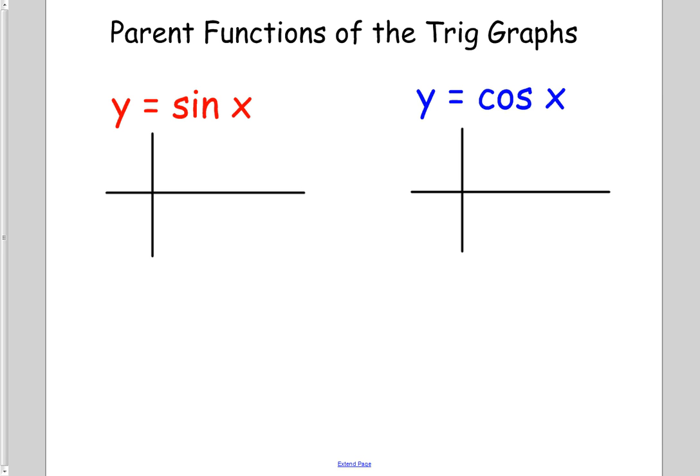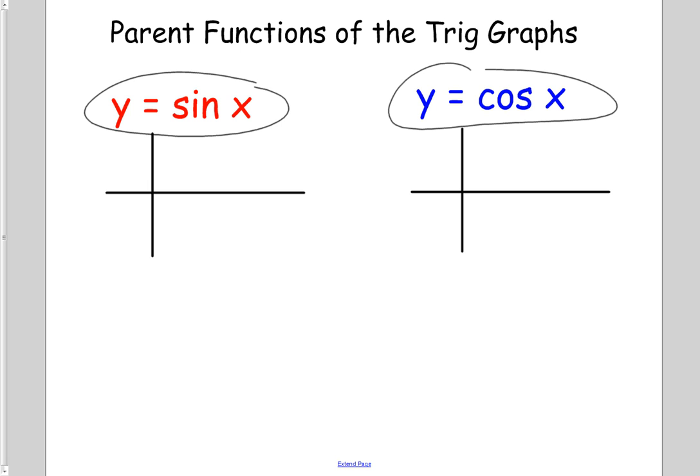In this video, we're going to look at the parent functions of the trig graphs, and we're going to start with the graph of y equals sine of x, and then next we'll do y equals the cosine of x. So in order to graph these functions, we need to be able to think about what their values are on the unit circle. So remember that the sine is the y value on the unit circle, and I put some points on my unit circle here.